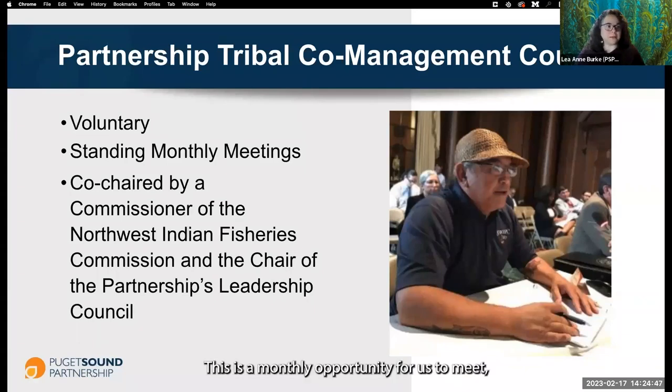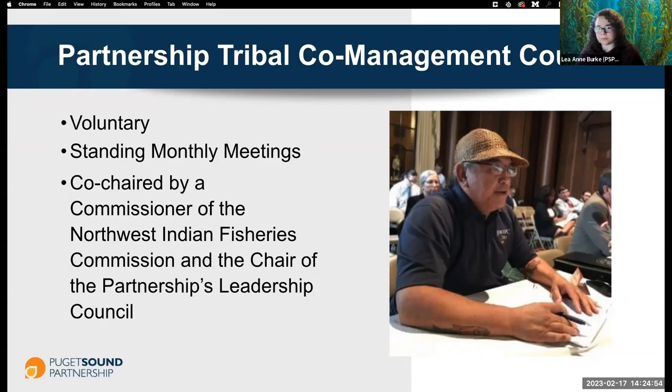This is a monthly opportunity for us to meet, which is important since all of our work within the partnership affects treaty resources. This meeting is designed specifically to be more informal to allow for free-flowing exchange of information. We don't set time limits on our agenda items, and our agenda is developed in partnership with our partners. So we don't come to these meetings with foregone conclusions or dictating how the discussions are going to flow.